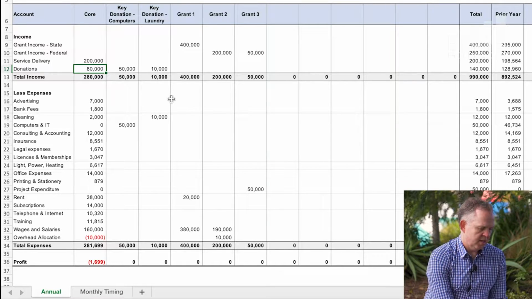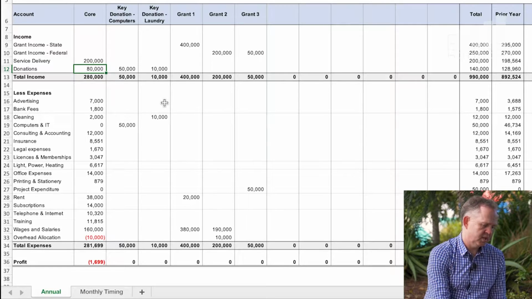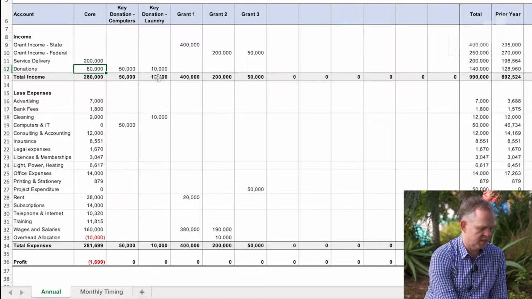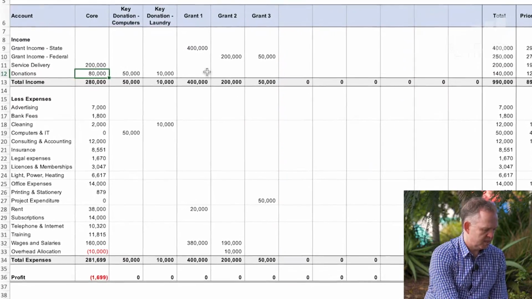So that's the first donation we talked through, the computers. Then maybe there's another one that helps cover some of the cleaning costs or the laundry. So 10,000 in, 10,000 out. Then you get to your grants.